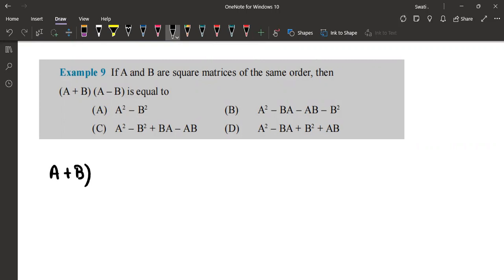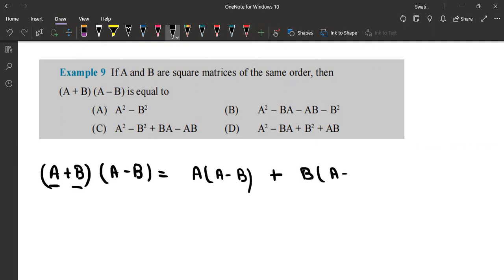So here, for (A plus B) into (A minus B), we are going to use the distributive property first. Of course this A will get multiplied with the entire (A minus B), so A into (A minus B), plus this B will get multiplied with the entire (A minus B), so plus B times (A minus B). Now we will use the distributive property and multiply again. A into A is A square, A into B is AB, plus B into A is BA, and minus into minus, B into B is B square.